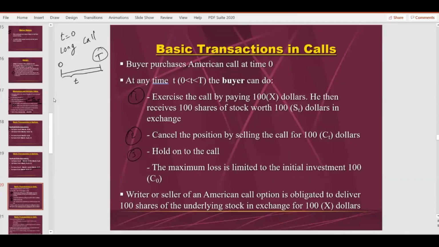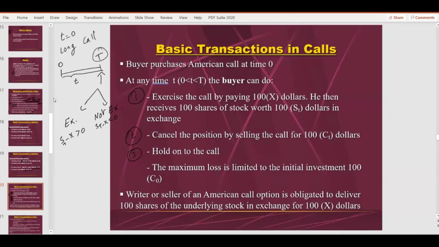Now, once you reach the expiry date, once we reach capital T, at this point in time, the investor has two options. Either to exercise if ST minus X is greater than 0, or not to exercise if ST minus X is less than 0. Now, when ST minus X equals 0, it won't matter. So whether you exercise or you do not exercise, it won't matter because your payoff is going to be exactly 0.